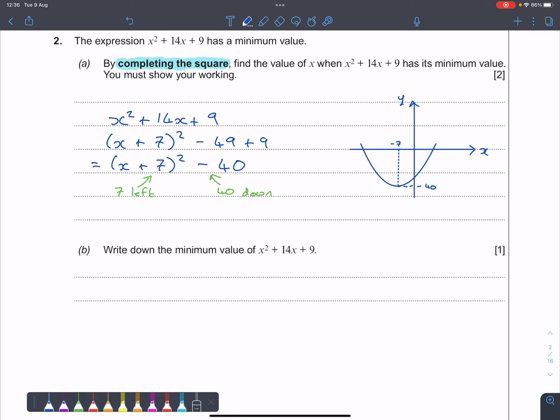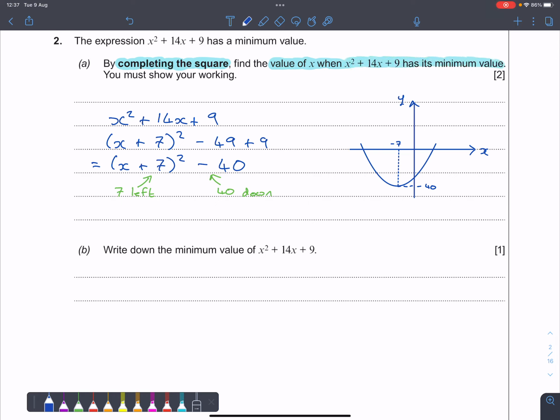Okay, so what that means is the minimum value is here. It's the lowest point here. It's negative 40, and it happens when x is negative 7. So the question asks, if I complete the square, find the value of x when it has its minimum value. It doesn't actually want to know the minimum value here. Okay, so be very, very careful. So you want to find the value of x when it has its minimum.